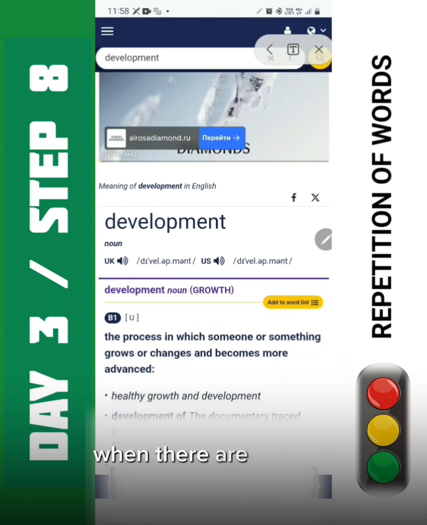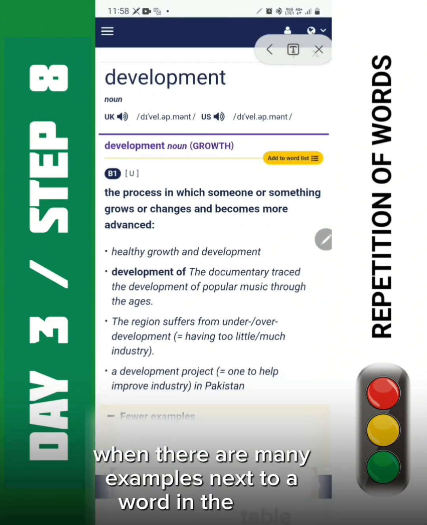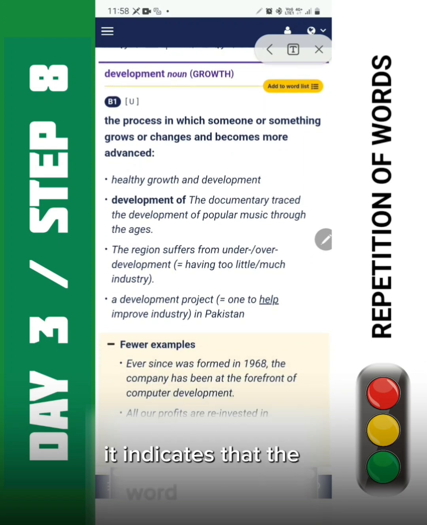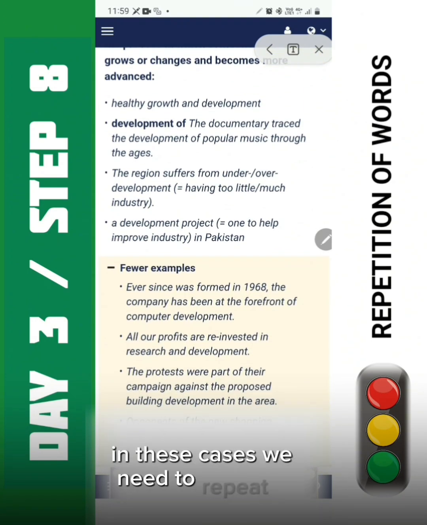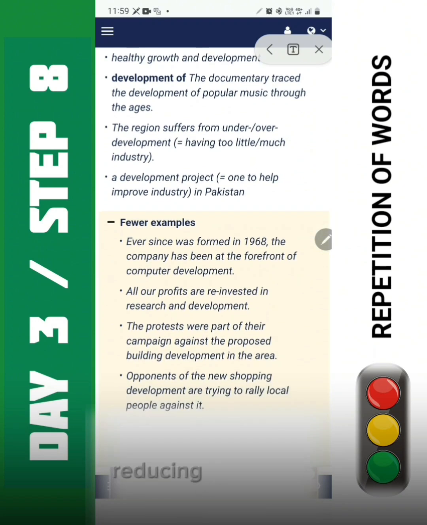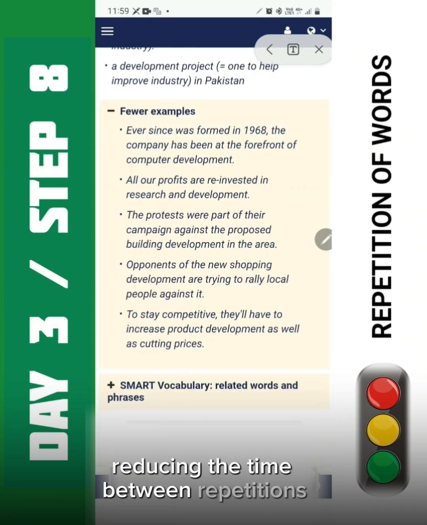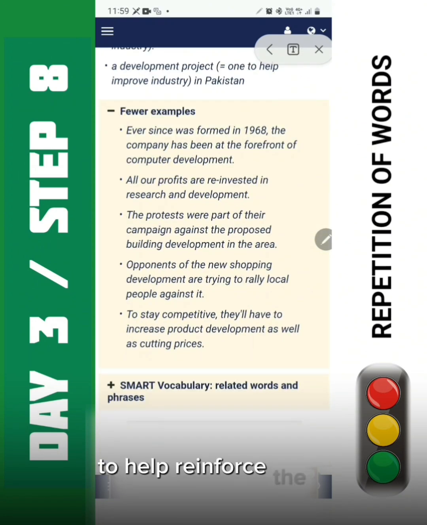When there are many examples next to a word in the table, it indicates that the word is hard to remember. In these cases, we need to repeat it more often, reducing the time between repetitions to help reinforce the memory.